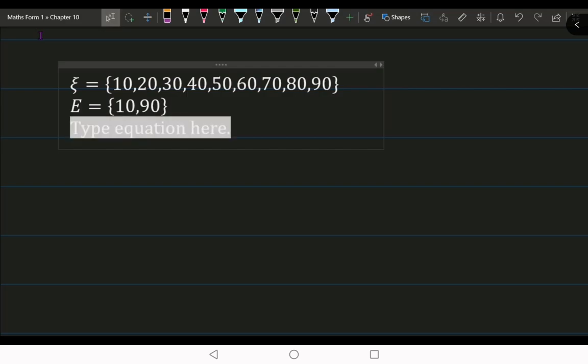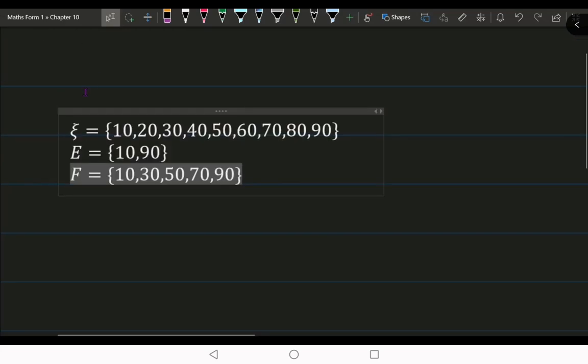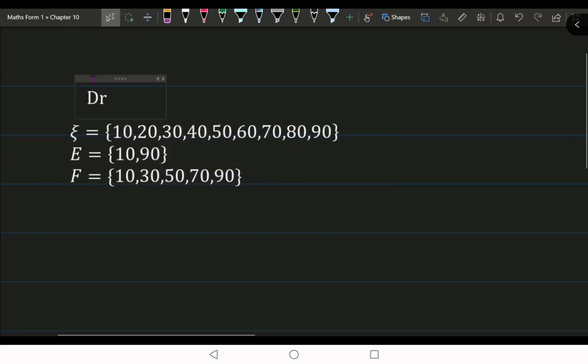Go to the third one, F. Let's say F gives the answer: 10, 30, 50, 70, and 90. This is a question. The question is given the universal set, set E and set F. Now the question is asking to draw a diagram. We call this a Venn diagram.